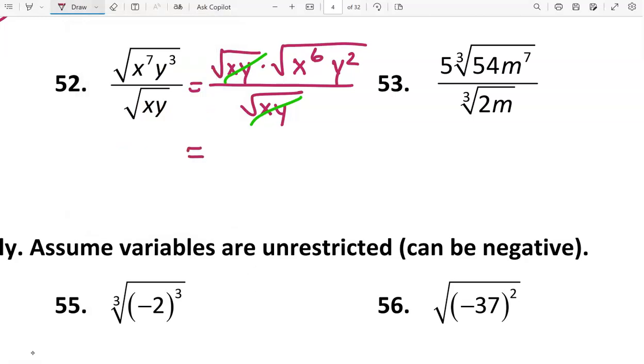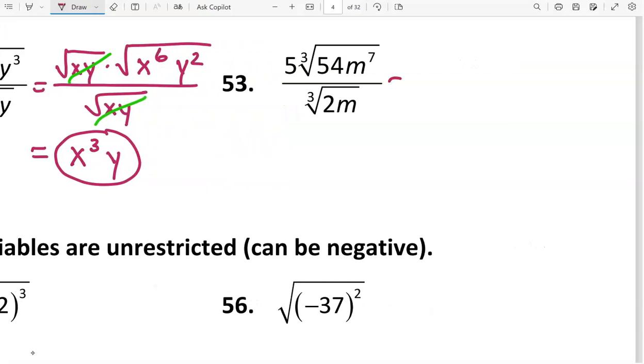Now remember, when we are simplifying exponential expressions, you divide the index of the radical into the exponent. The index of the radical is 2 for a square root, so 2 into 6 goes 3 times, so our new exponent is 3 when the x comes outside the radical, and then y to the first power, because 2 divided by 2 is 1.